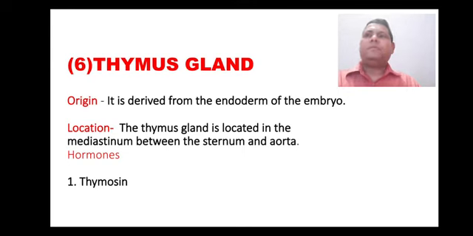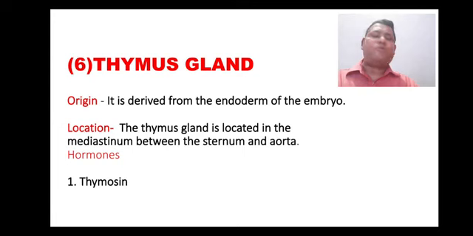At birth, the thymus commonly weighs between 10 and 15 grams. It continues to grow until the age of puberty, when the weight ranges between 13 and 40 grams. Origins: it is derived from the endoderm of the embryo. Location: the thymus gland is located in the mediastinum between the sternum and aorta.